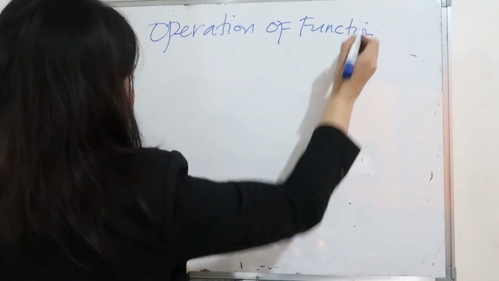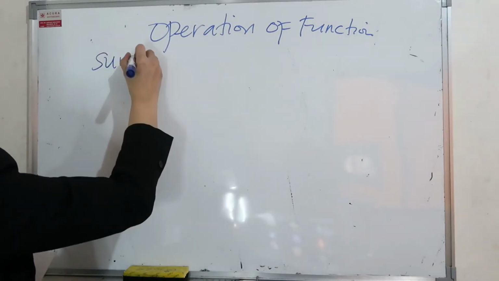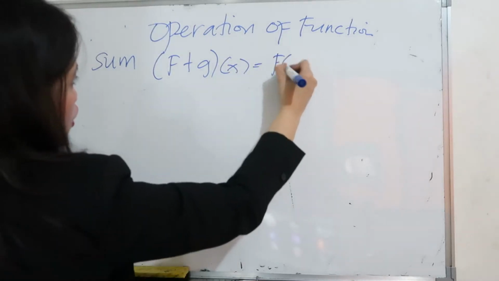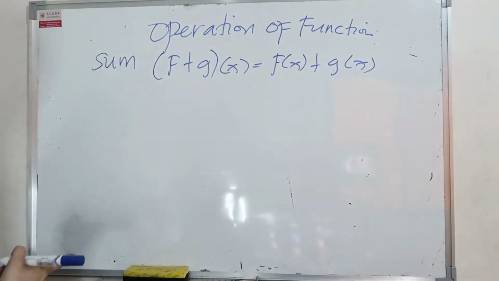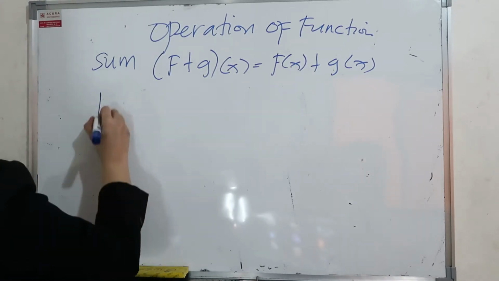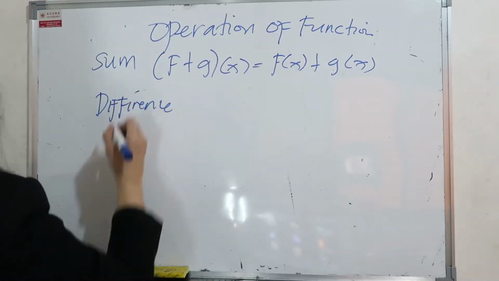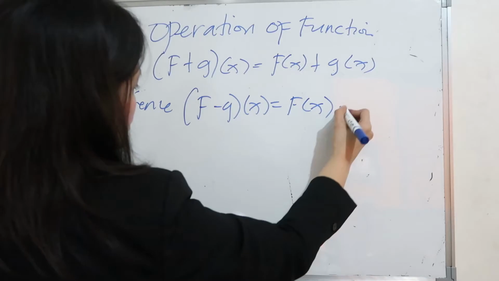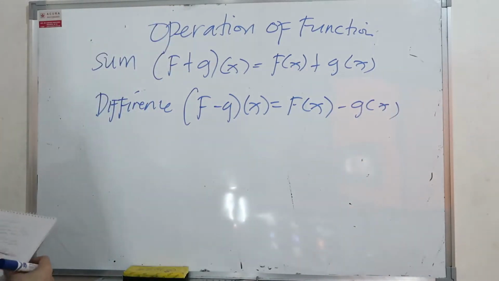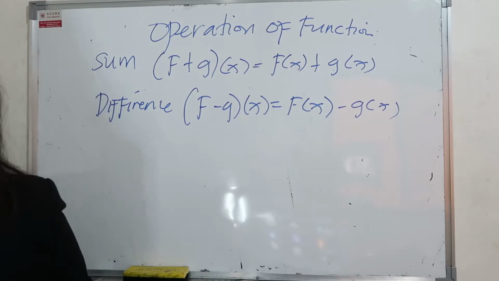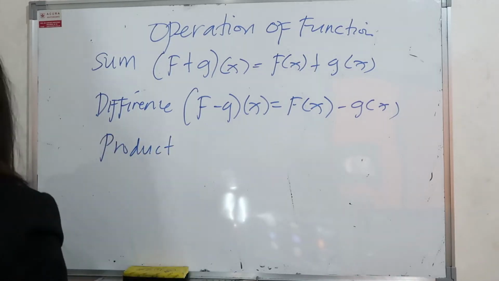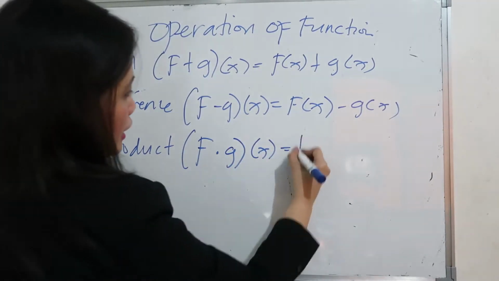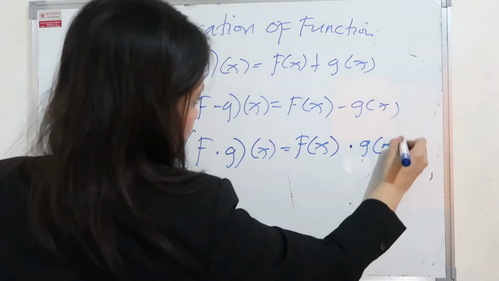Okay. So the first one is sum. So that will be f plus z of x, meaning f of x plus z of x. So that's it. Okay. Next is difference. So f minus z of x, it means f of x minus z of x. Okay. Next, product. So that will be f multiplied by z of x. So meaning f of x multiplied by z of x.